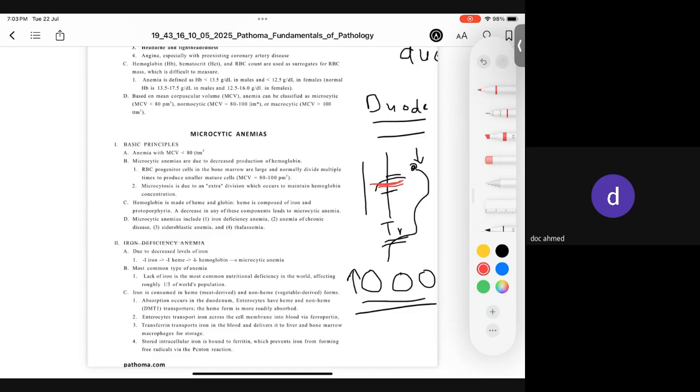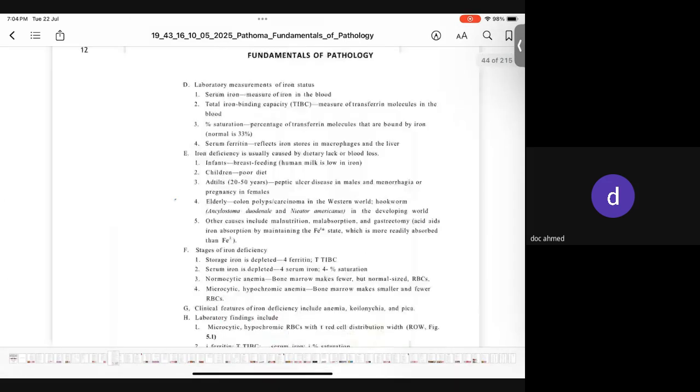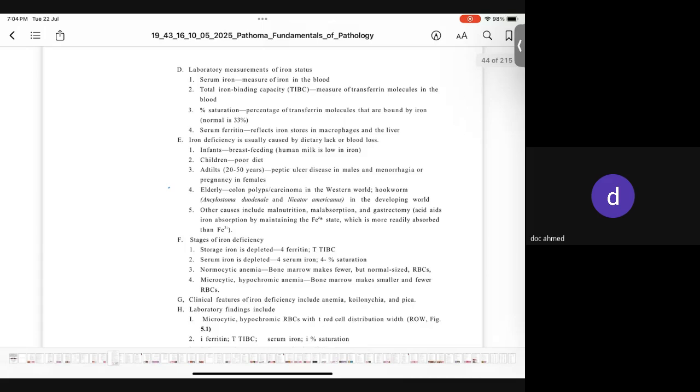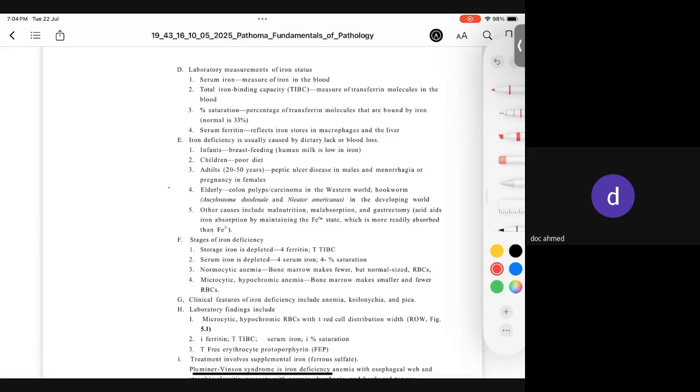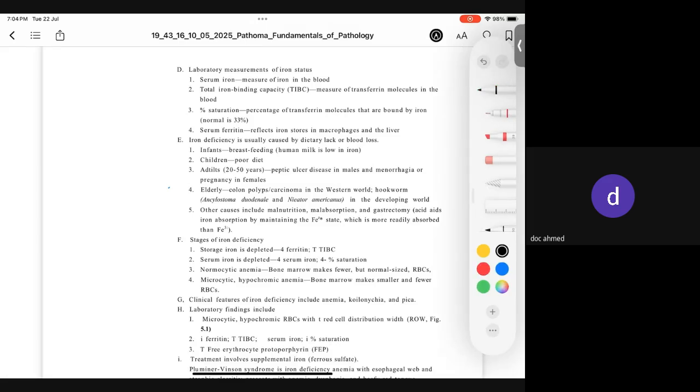Okay, perfect. So we discussed that we have these ferritin stores, and that via the Fenton reaction, they can cause free radicals as well. Okay, let me go to this other page. It's really important to know this page, right? So we discussed what TIBC is. TIBC is total iron binding capacity. Who binds iron? Transferrin binds iron, right? So it's basically the measure of transferrin molecules.